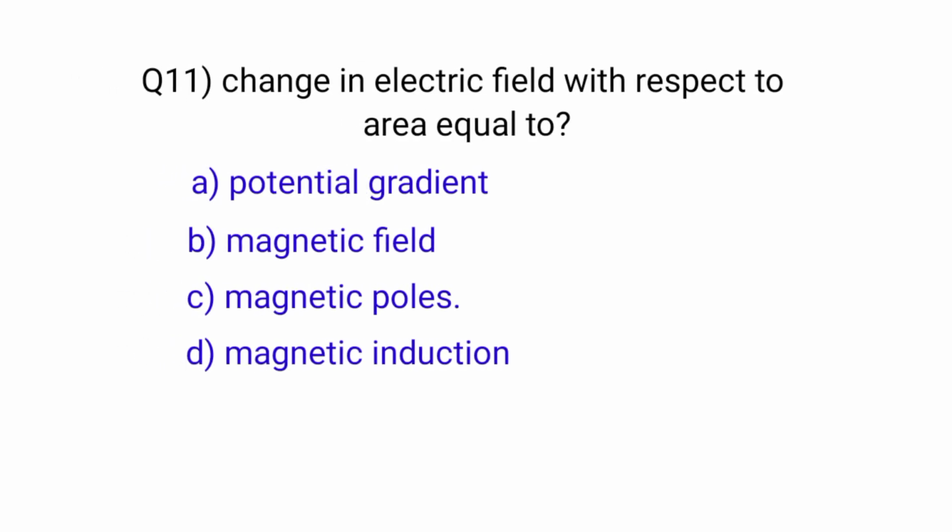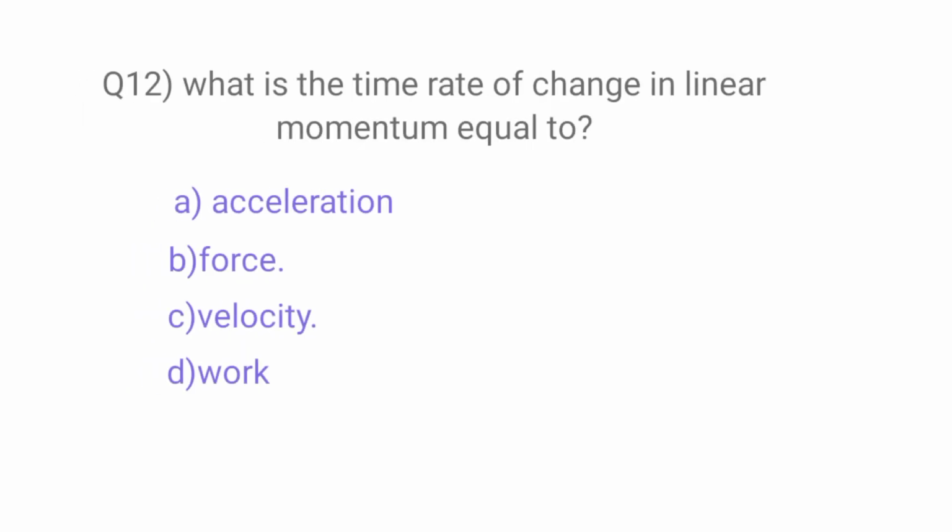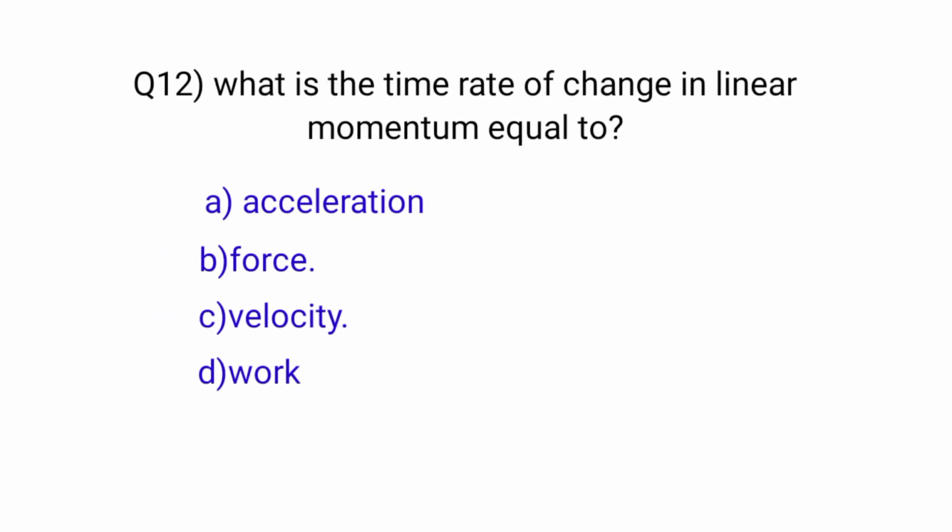Question number 11. Change in electric field with respect to area equal to. Correct answer is option A, potential gradient. Question number 12. What is the time rate of change in linear momentum equal to? The correct answer is option B, force.